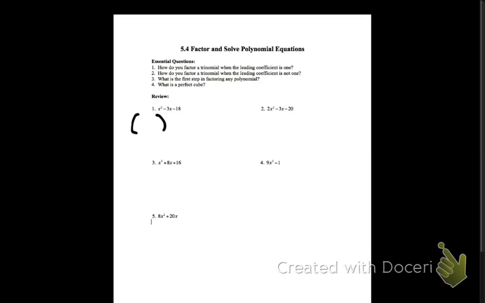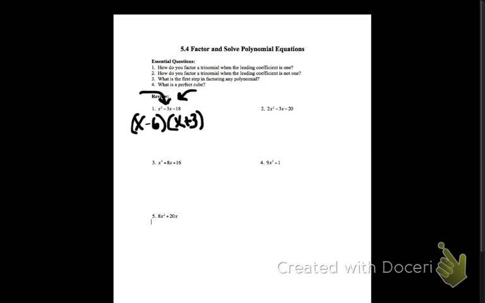So I simply have to come up with 2 numbers that multiply to give me negative 18, add to give me negative 3. When you think about that, your answer should be negative 6 and positive 3. So (x minus 6)(x plus 3). Again, that is the easy method that we talked about. The difference between number 1 and number 2, again, number 2 is a trinomial. It is also a quadratic, so we did learn how to factor this.